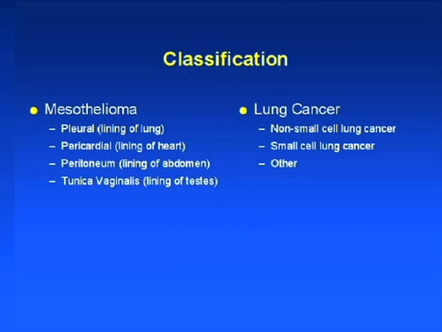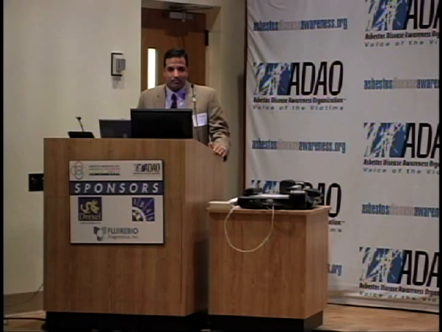Just briefly, as we all know, mesothelioma most commonly occurs in the pleural space, in the thorax, but can also occur around the lining of the heart, the pericardium, or the pericardial space, the peritoneum, or the lining of the abdomen, or around the tunica vaginalis, the testes. But pleural mesothelioma accounts for about 80% of these cases.